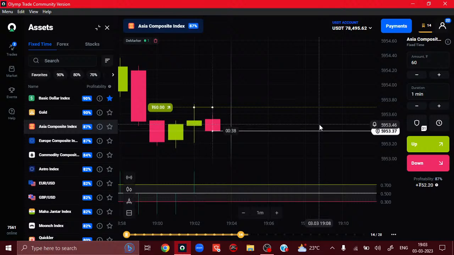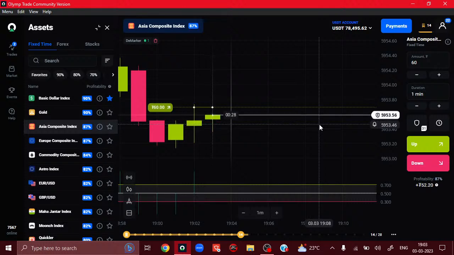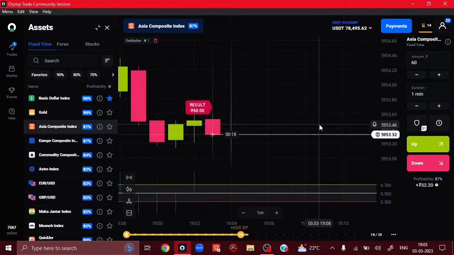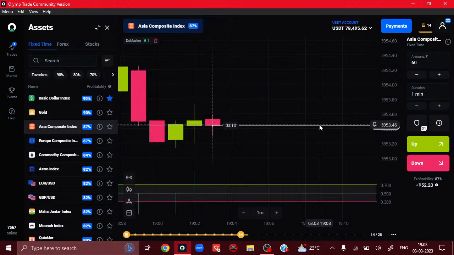First book name is Candlestick Charting Techniques. Japanese Candlestick Charting Techniques by Steve Nison. Japanese Candlestick Charting Techniques. You can find this book on Flipkart, Amazon, Goodreads.